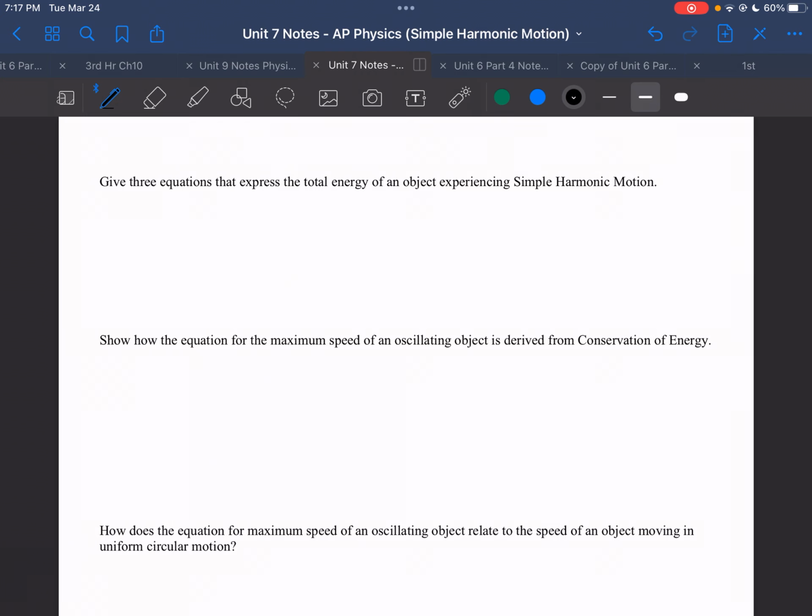The next thing says, give me 3 equations that are going to express the total energy of an object experiencing simple harmonic motion. So, like I said, typically you're using some sort of gravitational or elastic energy. Typically it's elastic because typically you're using springs. And so 3 equations. We have kind of different areas where we know information. So the first area is when you're at an endpoint.